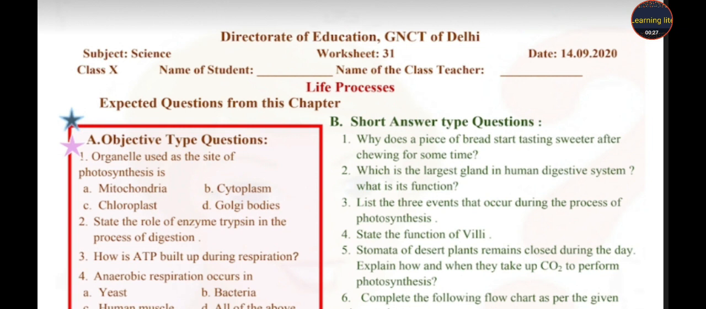First, the organelle used as the site of photosynthesis. So what is the site of photosynthesis, student? Mitochondria, cytoplasm, chloroplast or Golgi body. Second, state the role of the enzyme trypsin in the process of digestion. So what is the role of trypsin, student? It helps in protein digestion.